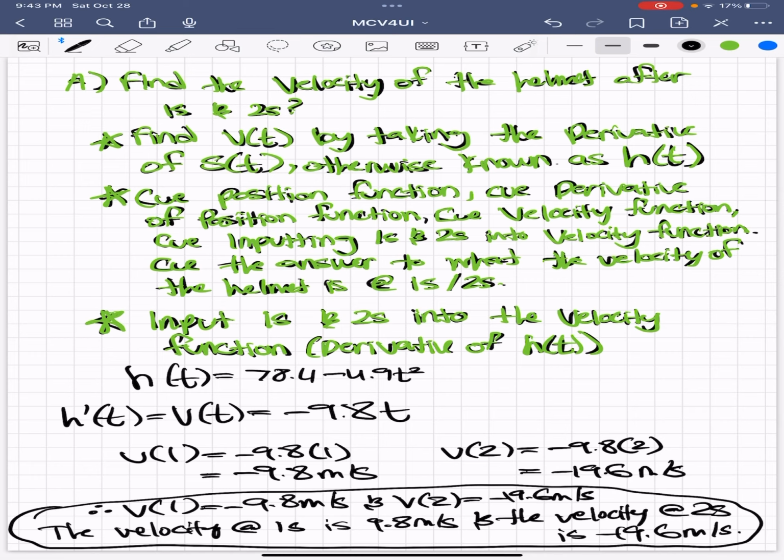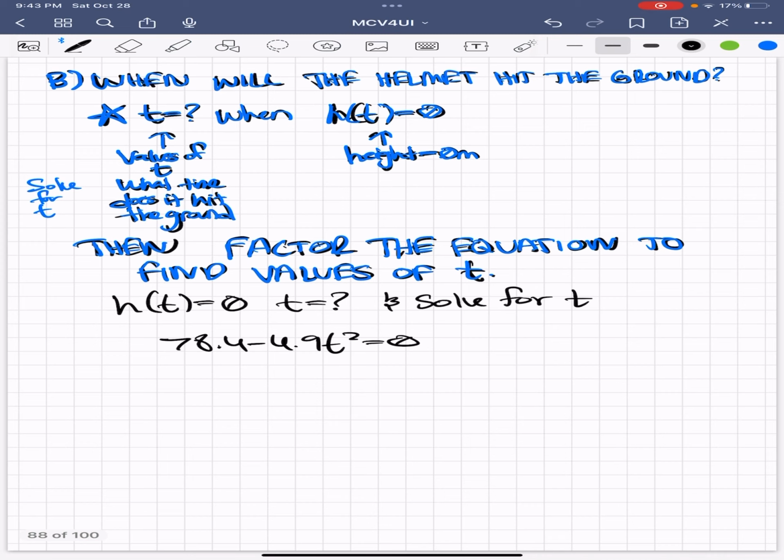Okay, let's move on. This one is blue. When will the helmet hit the ground? So t equals what? What time does the helmet hit the ground? When h of t equals 0. So the height is 0 meters. That's why h of t equals 0. And what does t equal? So the values of t. What time does it hit the ground?